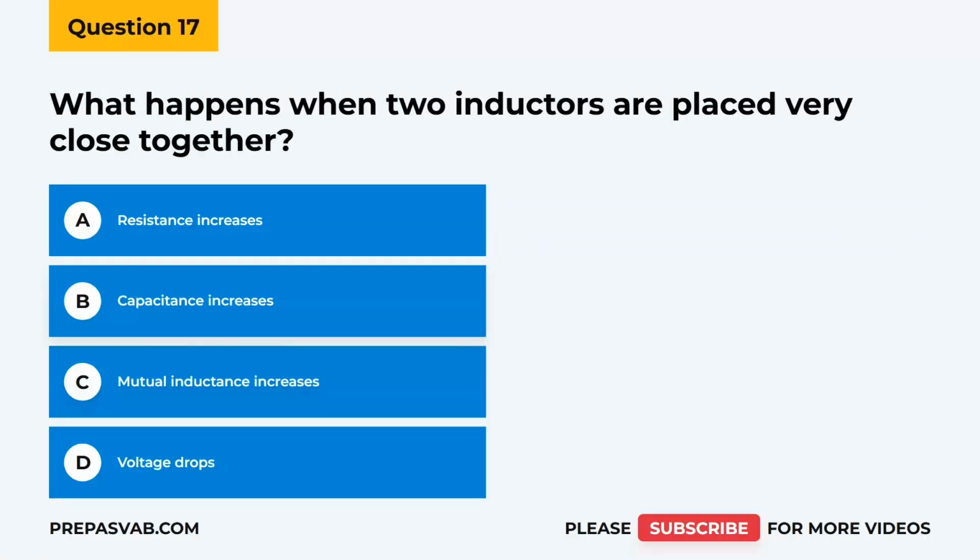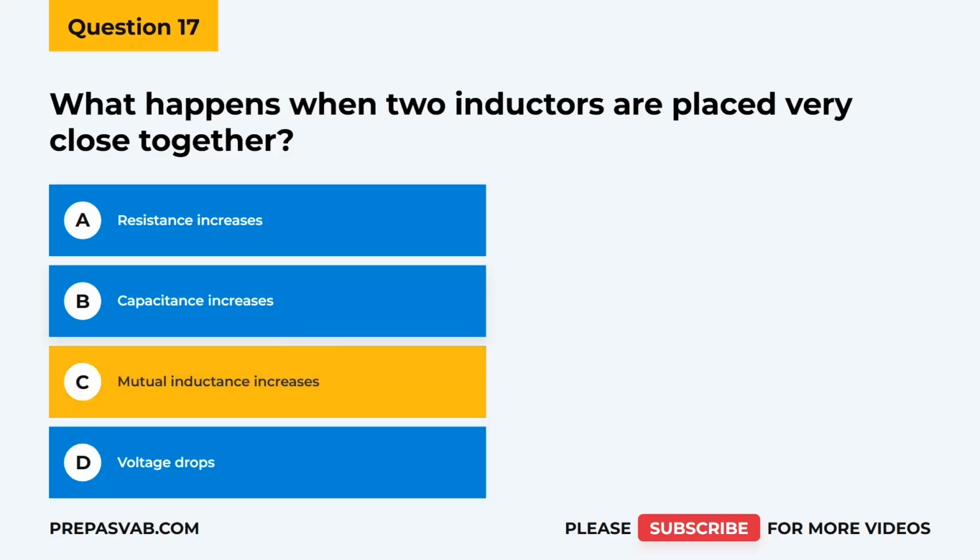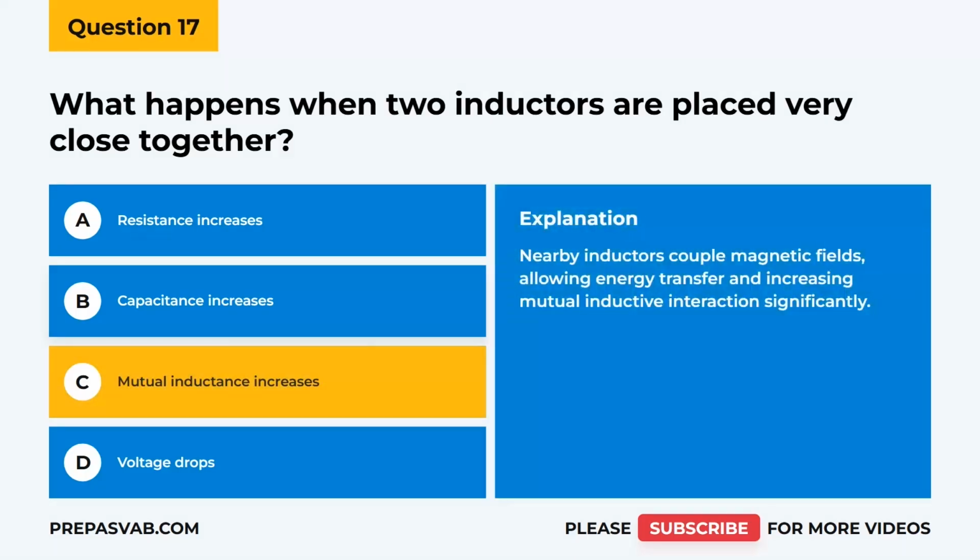Question 17. What happens when two inductors are placed very close together? A. Resistance increases. B. Capacitance increases. C. Mutual inductance increases. D. Voltage drops. The correct answer is C. Mutual inductance increases. Nearby inductors couple magnetic fields, allowing energy transfer and increasing mutual inductive interaction significantly.